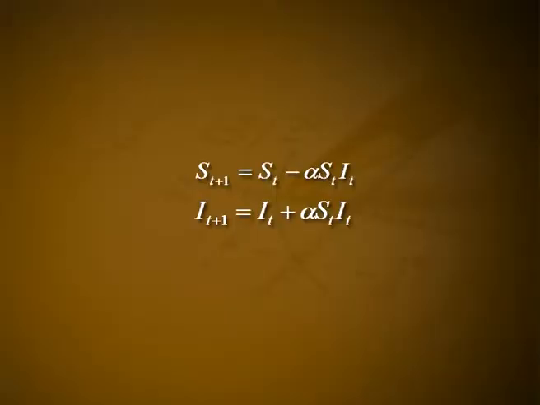For example, the spread of head lice in a human population with no means of effective treatment would fit the SI framework. The equations for the SI model are S(t+1) is equal to S(t) minus alpha into S(t) into I(t), and I(t+1) is equal to I(t) plus alpha into S(t) into I(t).